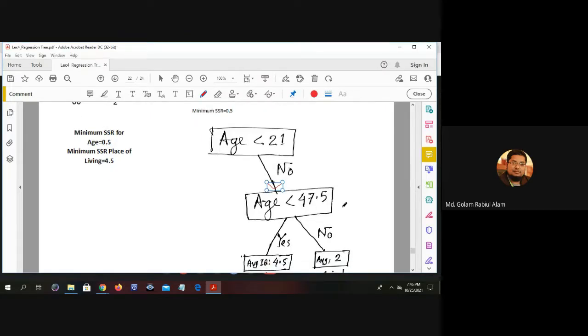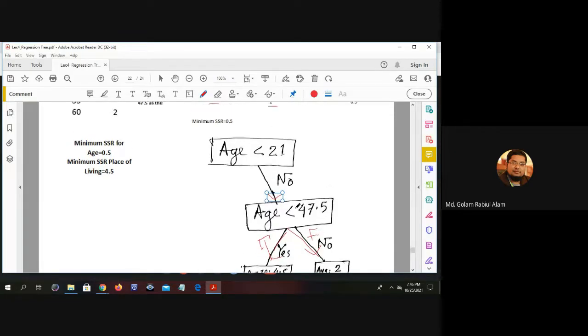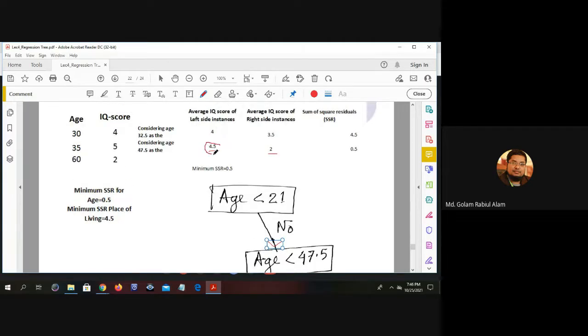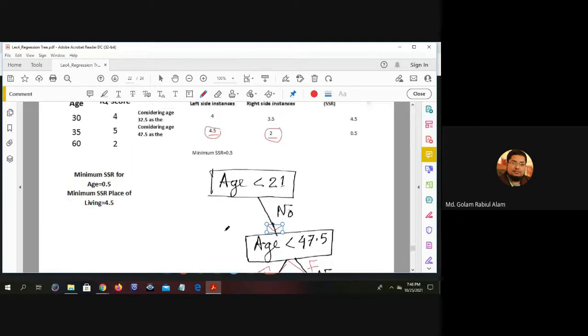If we consider age 47.5 as the separator, then the left side and right side are like this: if this one is true, this one is false. So in that case, the average IQ score of the left side will be 4.5 and the right side will be just 2. There is 2 and another 4.5. And now you can see the number of instances.